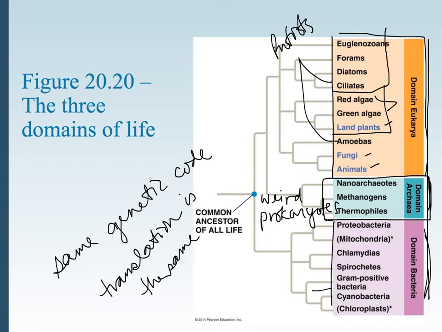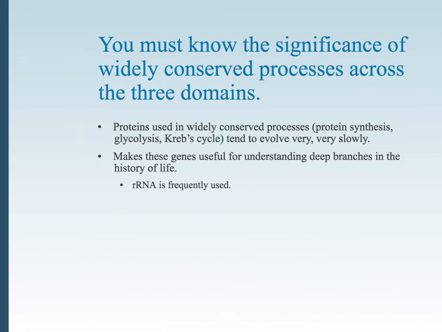And so that continuity of life is kind of implied in this kind of a chart. How are these organisms related? Well, we can trace them all back to what they claim is a common ancestor of all life that has these features of the same genetic code, translation is the same, and that's indicating to us that all organisms branched from this common ancestor.